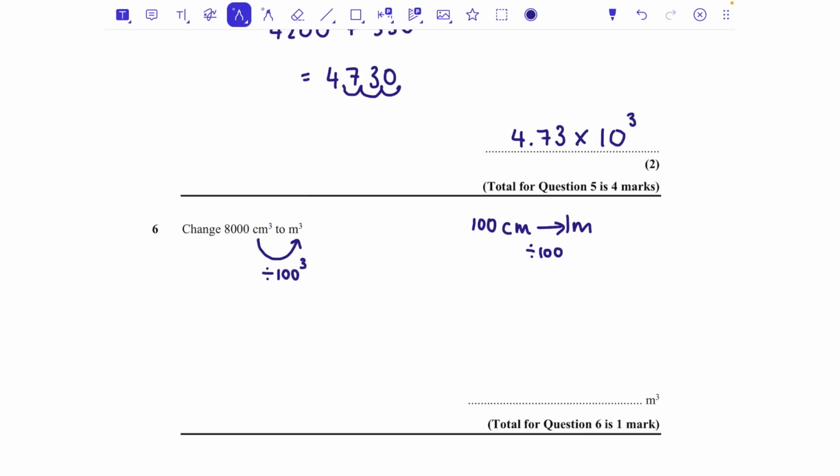So I'm going to type in my calculator 8,000 divided by 100 cubed, which is dividing by 100, dividing by 100 and dividing by 100. And that gives me 8 times 10 to the power of minus 3, which is 0.008. We're dividing by 100 for the length, dividing by 100 for the width, and dividing by 100 for the depth.